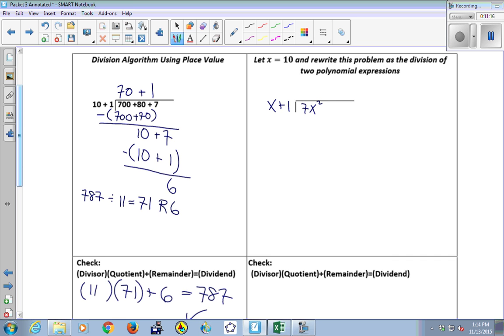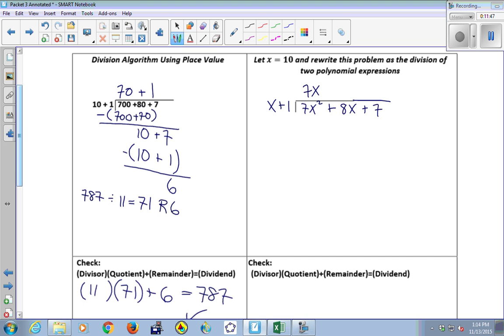That's my 700, because 10 squared is 100. So it's 7 times 100, 700. Okay, 80 is 8 times 10, so 8x. And then 7 is just the 1s. There's no 10s there, so it's just plus 7. And then I do the exact same algorithm I just did on the left. Just look at the x and say, what should I multiply x by to make 7x squared? 7x.